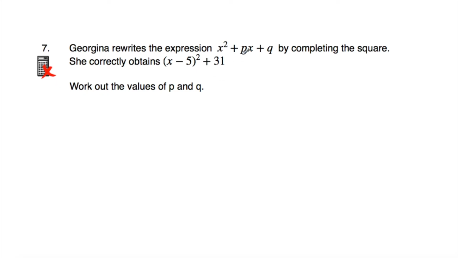So we want to work out the value that was in front of the x, so the coefficient of x, and the constant on the end. So in terms of this, well, we know what her answer is. We've got (x - 5)² + 31. Well, if we expand this and see what we get, then we can find the values of p and q.